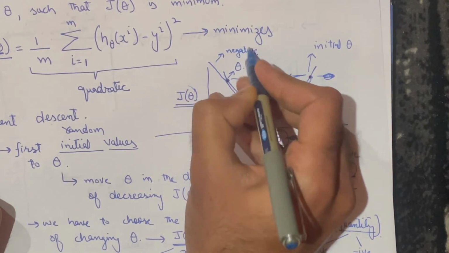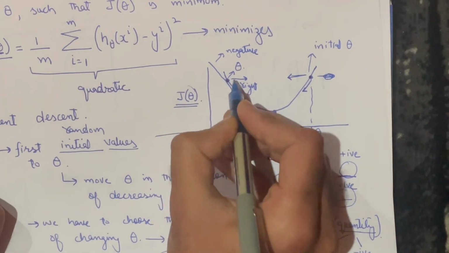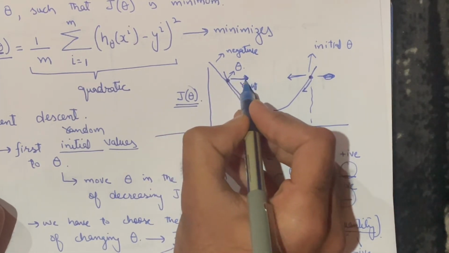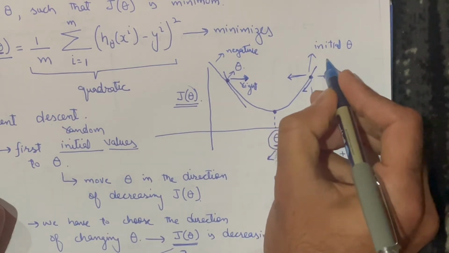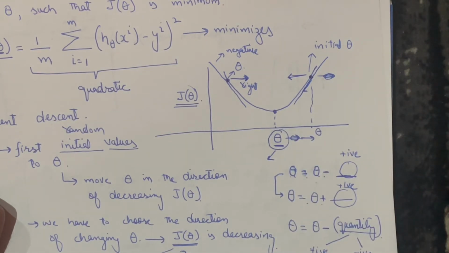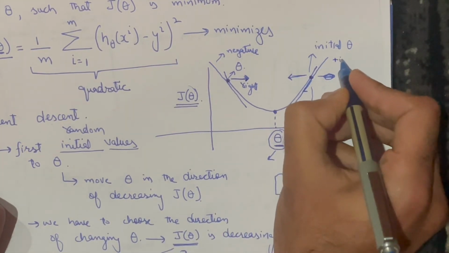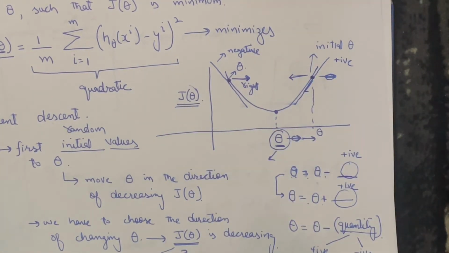So it is basic mathematics. The slope of this line will be negative. So when the slope is negative, that means I have to move in the right direction. And if I have chosen this theta here, now draw a slope here, this will come out positive. This is a positive slope. So that means I have to move in the left direction.